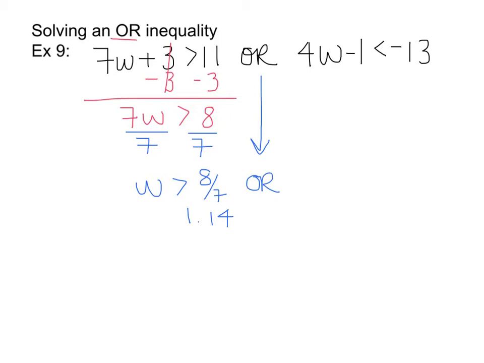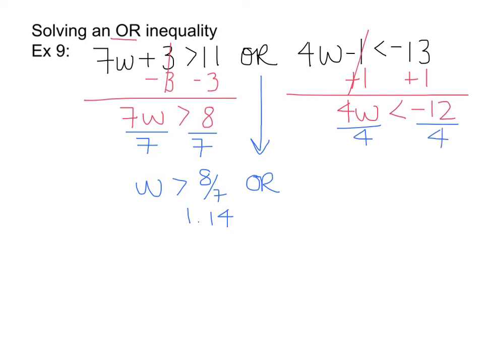Now let's move on to our inequality on the right-hand side. Since it's minus 1, the opposite of minus 1 is plus 1. So bring down your 4w. Bring down your less than sign. Negative 13 plus 1 gives you negative 12. To get rid of that 4 that's touching that w, you have to divide both sides by 4. Again, guys, when you're dividing by a positive number, it does not switch your sign, only a negative number does. So, negative 12 divided by 4 gives me negative 3.